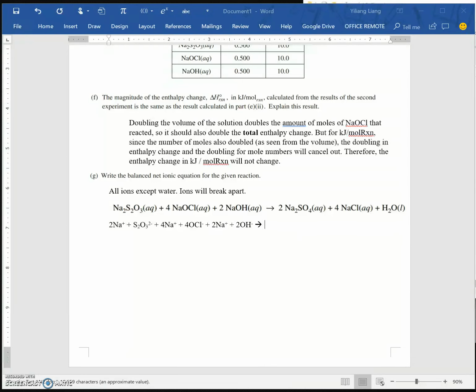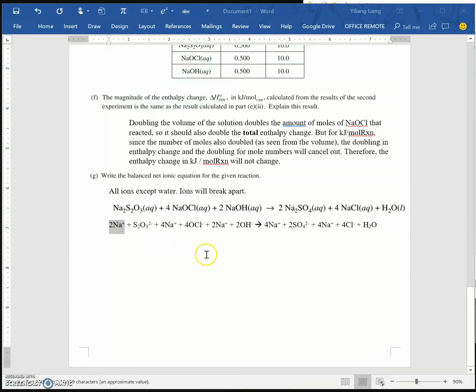It will give you, so 2 of Na2, so it's actually 4 Na plus and 2 SO4 2 minus, plus 4 NaCl, so Na plus, 4 Cl minus, and water doesn't break apart, so we'll get H2O as itself. So from the left and right, we can cancel out stuff.